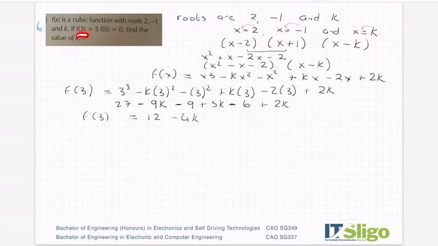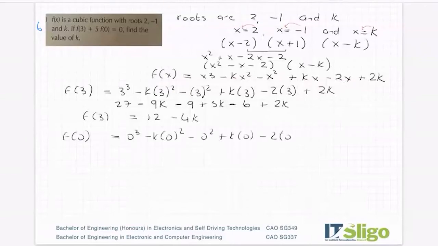So that's what f of 3 is. I now need to add 5 times f of 0 to it. So let's figure out what is f of 0. Again, x is being replaced by 0, so all of these are going to become zeros. So I'm getting 0 cubed minus k times 0 squared minus 0 squared plus k times 0 minus 2 times 0 plus 2k. Anything multiplied by 0 is 0, so all of them are 0. So for f of 0, I'm getting 2k.